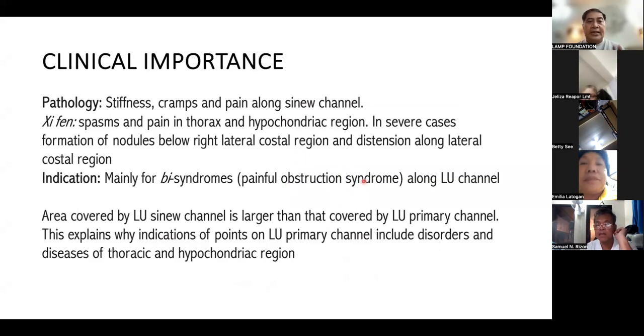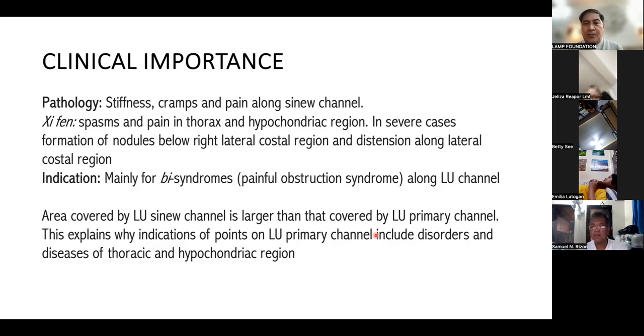Okay? What is the clinical importance of knowing the sinew or the muscle channel of the lung? Okay, when there is pathology, there will be stiffness, cramps, and pain along the sinew channel. So sometimes it's difficult for you to believe, because it even reaches the chest. That is the sinew channel of the lungs. Okay? So there could be spasm and pain in the thorax and hypochondriac region. In severe cases, there will be nodules below the right lateral costal region and distension along the lateral costal region. So the indication of the lung sinew channel is for painful obstruction syndrome along the lung channel, or Bi syndrome.